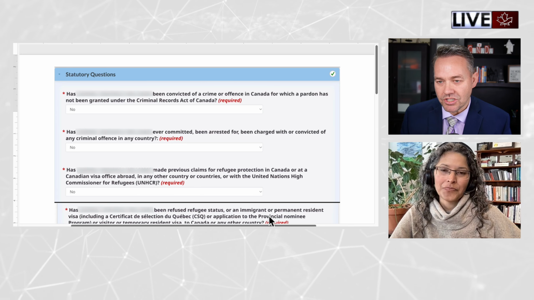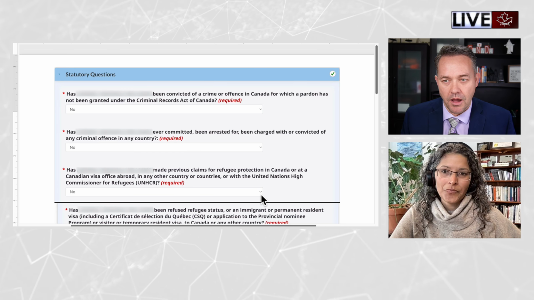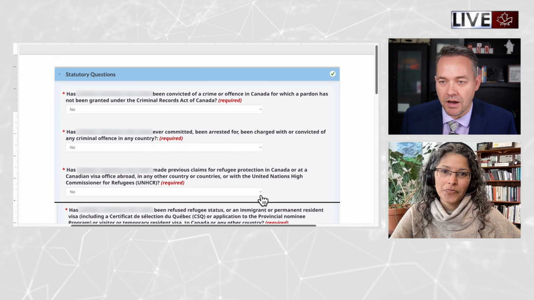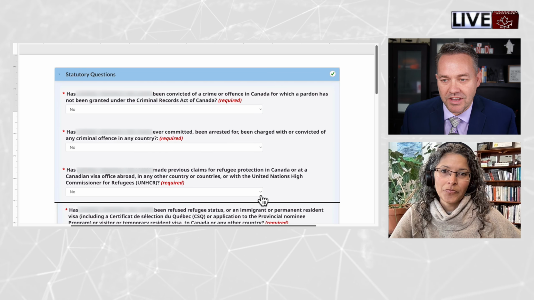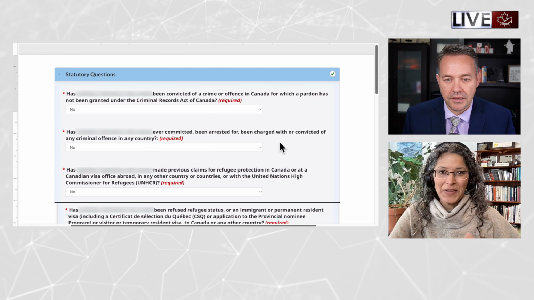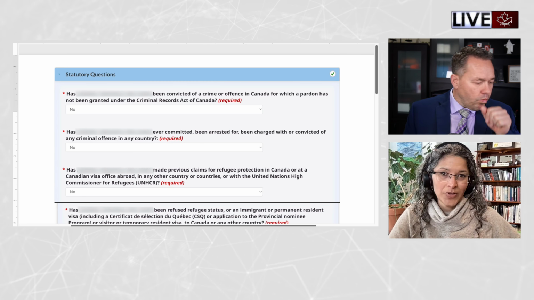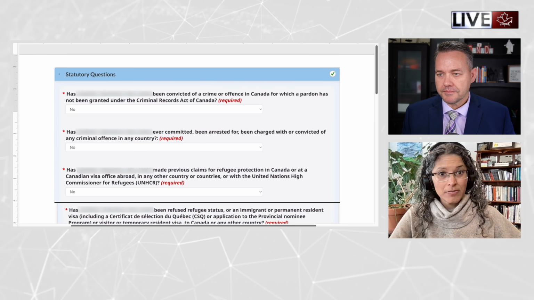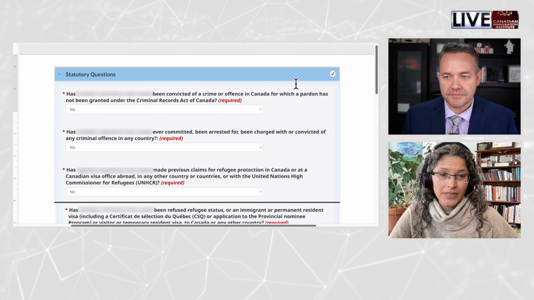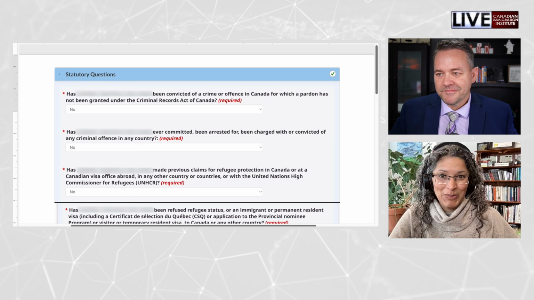So right off the bat, Alicia, why don't we just hit with the very easy ones, which is this first one: Have you ever been convicted of a crime or offense in Canada for which a pardon has not been granted under the Criminal Records Act of Canada? Yeah, that one's fairly straightforward. Most people will know if they've been convicted of a crime or offense in Canada and they have not been pardoned for that crime or offense in Canada. That one's pretty self-evident, and people ought to know if they have been convicted of a crime in Canada. I've never seen that one become an issue for people.